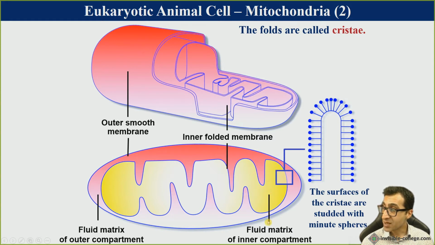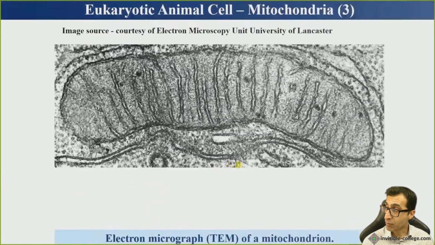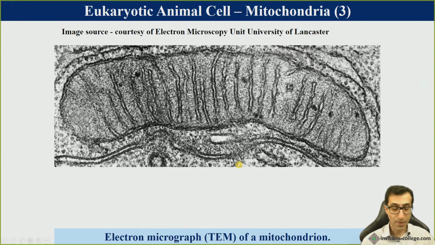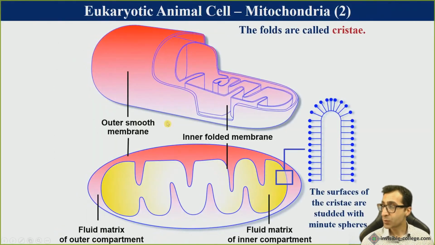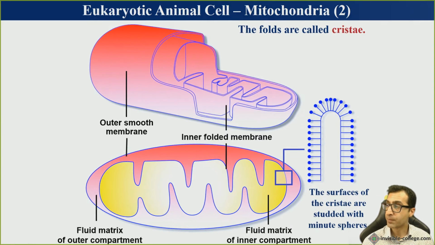Now, the inner membrane is where many of the very important aerobic biochemical reactions that are involved in respiration take place. And so typically you will find many proteins embedded within the inner mitochondrial membrane, but you will also find, I'll just go back here, that when you study the inner mitochondrial membrane under an electron microscope, you can see that it's studded with these minute spheres in this manner.